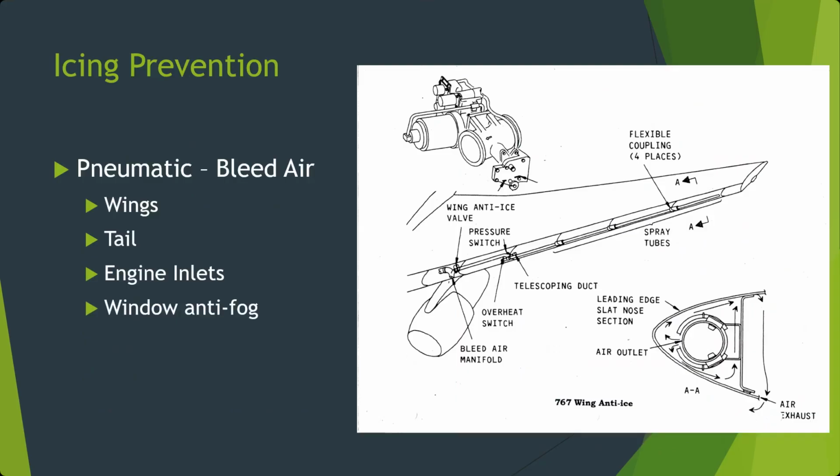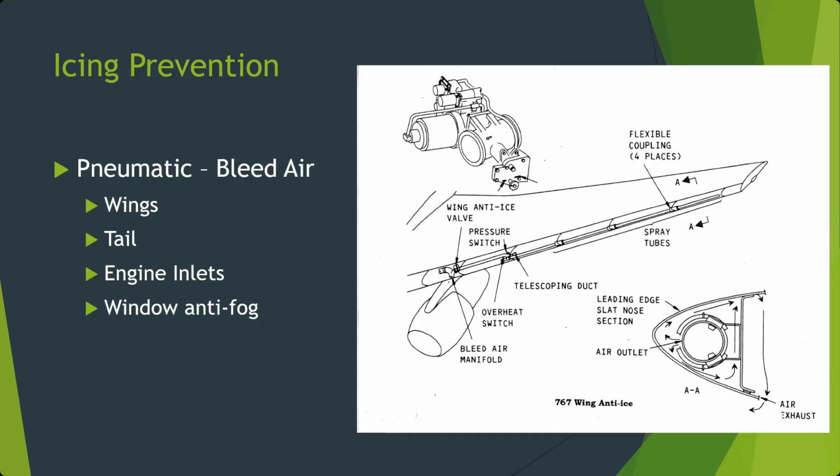Pneumatic bleed air is the most common way of providing ice protection for things like wings, tail, and engine inlets, but air is also used for anti-fog. In the previous slide, I mentioned that the windshield ice protection heating elements are close to the surface to warm the outside, but they don't actually warm the inside to prevent fog. So on the inside, air from the environmental control system is typically vented and ducted on the inside of the window, just like the defroster in your car, to prevent fog from forming on the inside of the flight deck windows.